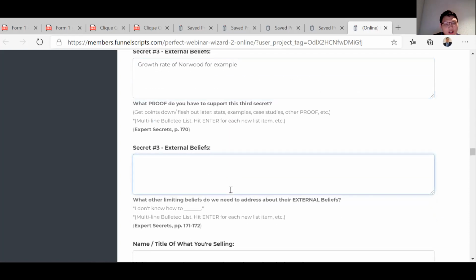Okay, let's go down. What other limiting beliefs? Let's say other external factors. Market condition is one. Another one could be that maybe people just haven't found the right agent. I think you just have to brainstorm as many external beliefs as we can. So far, I can only think of market condition.